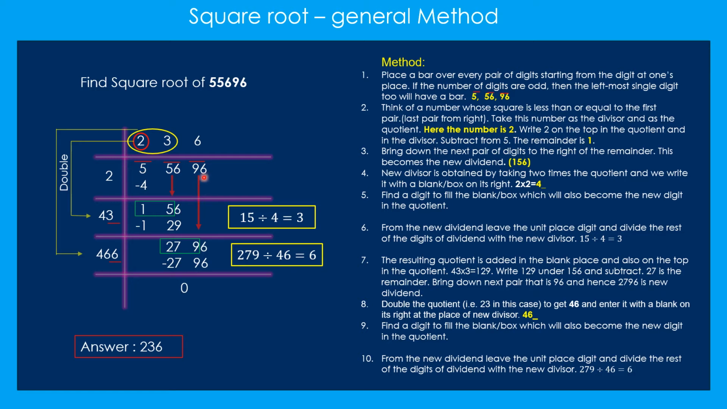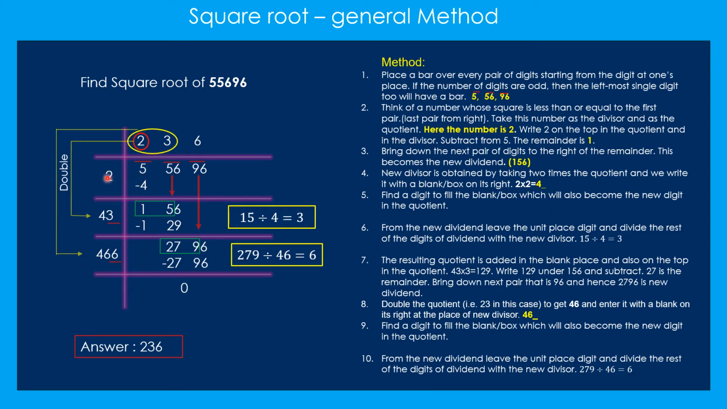So here 9 and 6 we make one pair, we put a bar. 5 and 6 is another pair, we put a bar. And the number of digits here is odd. So 5 is a single digit. We will consider it as a double digit and we put a bar over the number 5. After we put the bars on the number, the second step is we have to think of a number whose square is less than or equal to the first pair, that is the number 5. So here the number is 2.